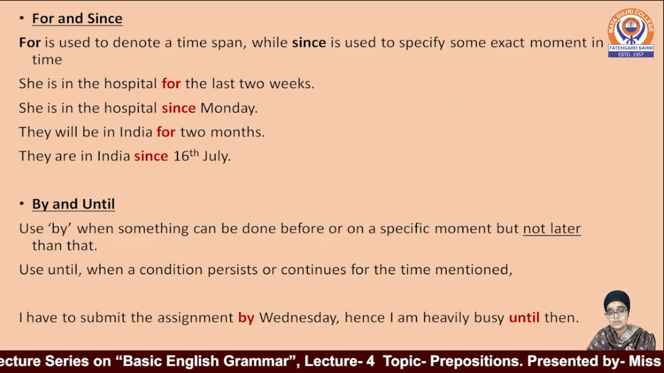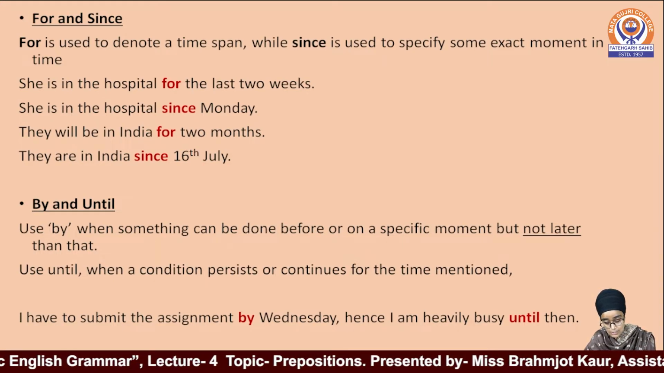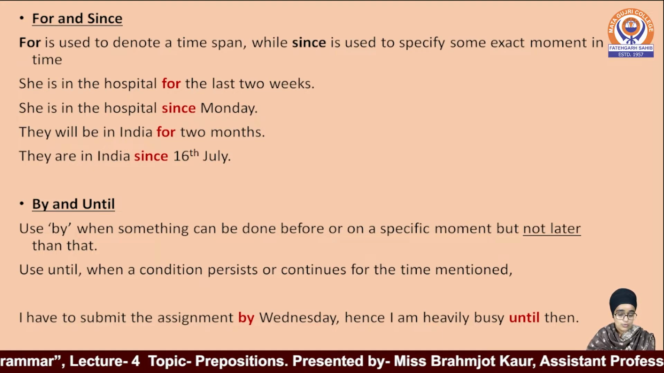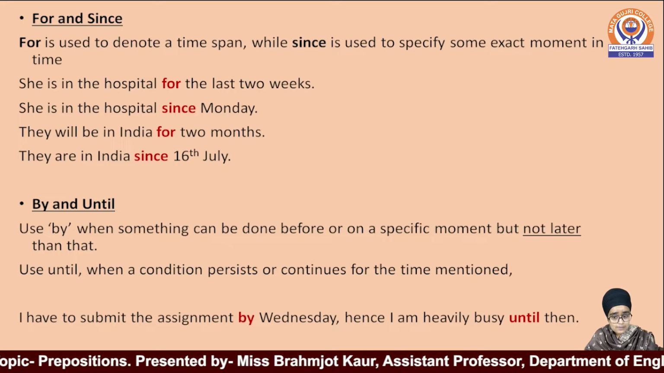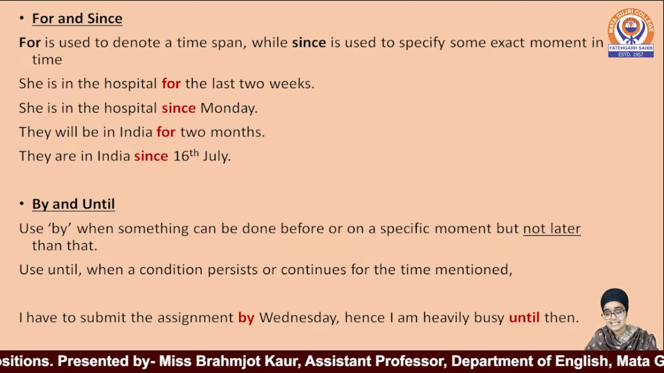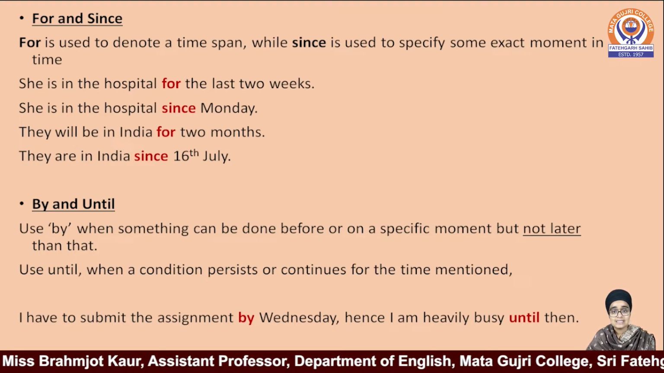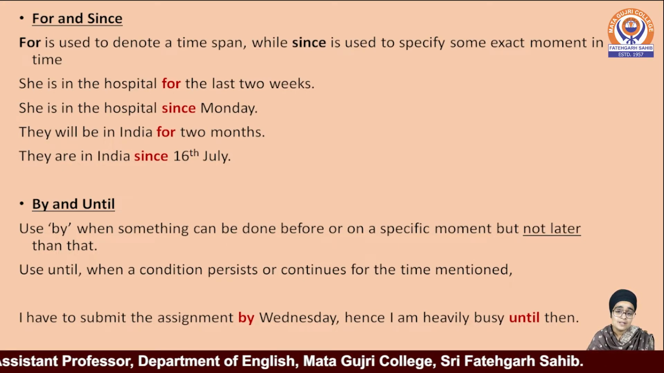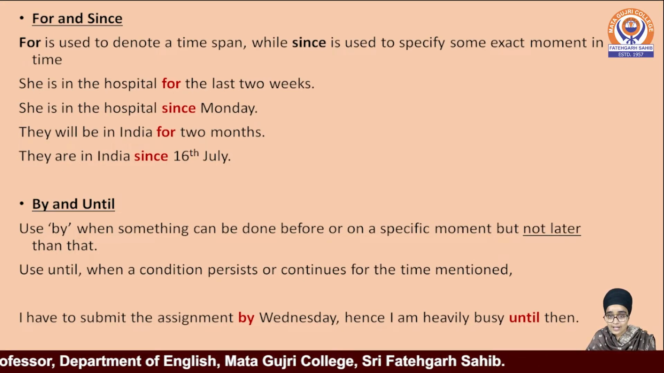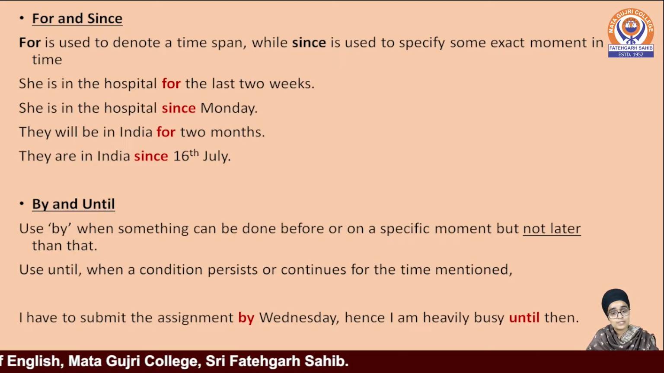Now let's compare between two prepositions to know the usage better. So for and since. You use for when you are denoting a time span, and you use since when you mention a specified exact moment in time. For example, she is in the hospital for the last 2 weeks. So I'm talking about a time span. But if I say she is in the hospital since Monday, I'm specifying an exact moment.